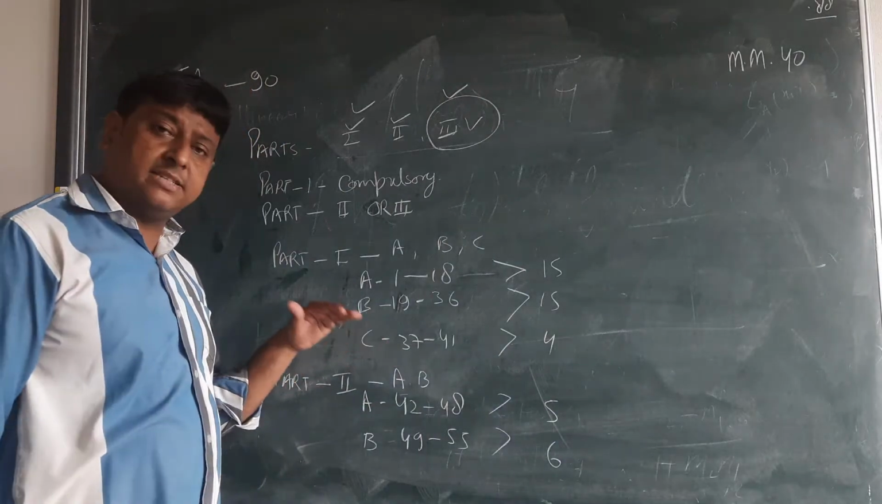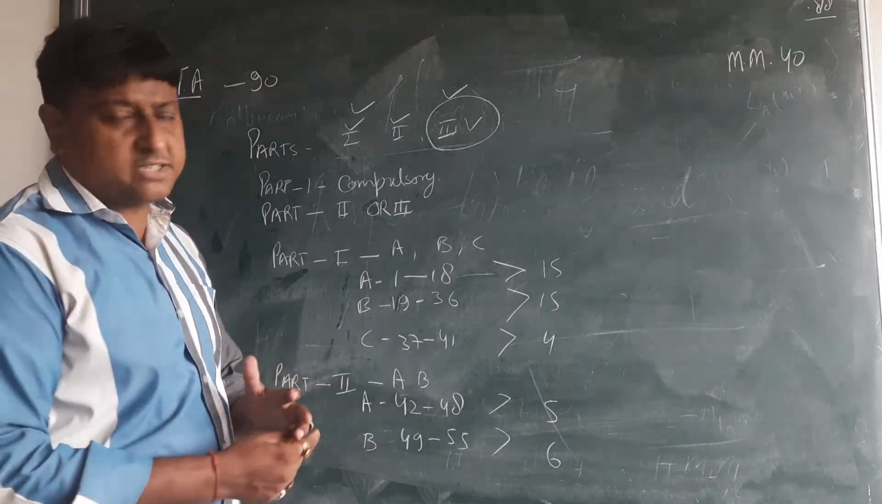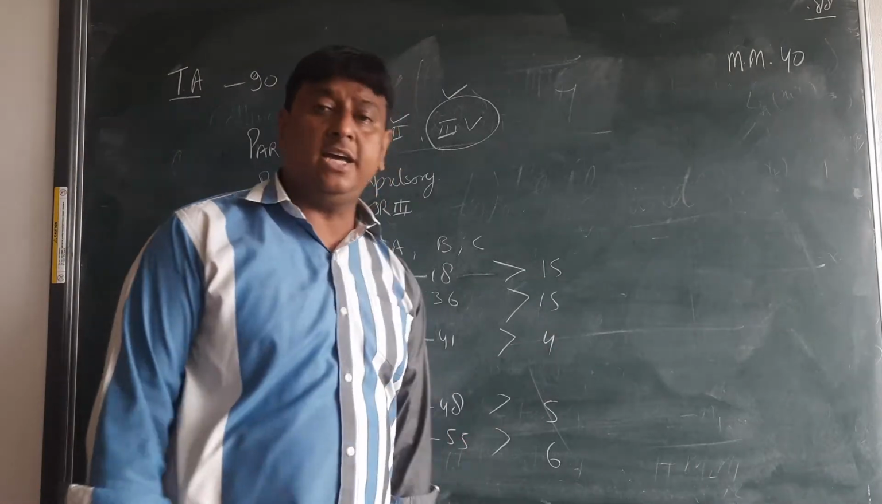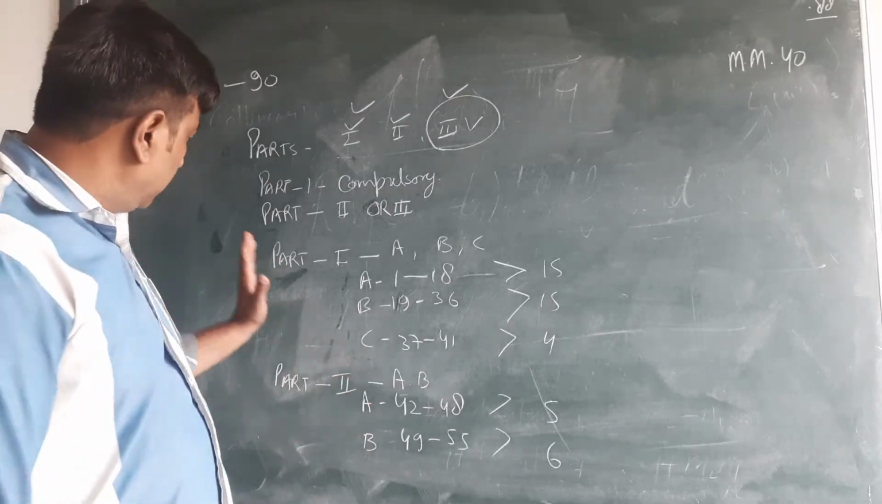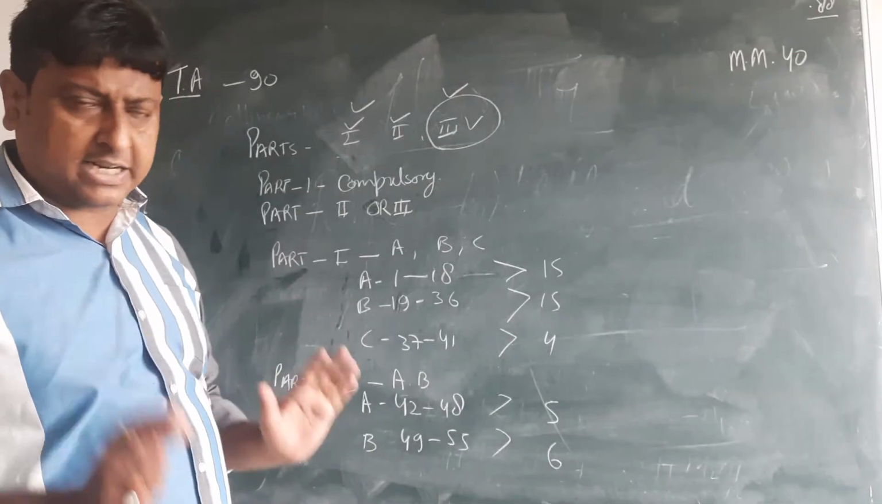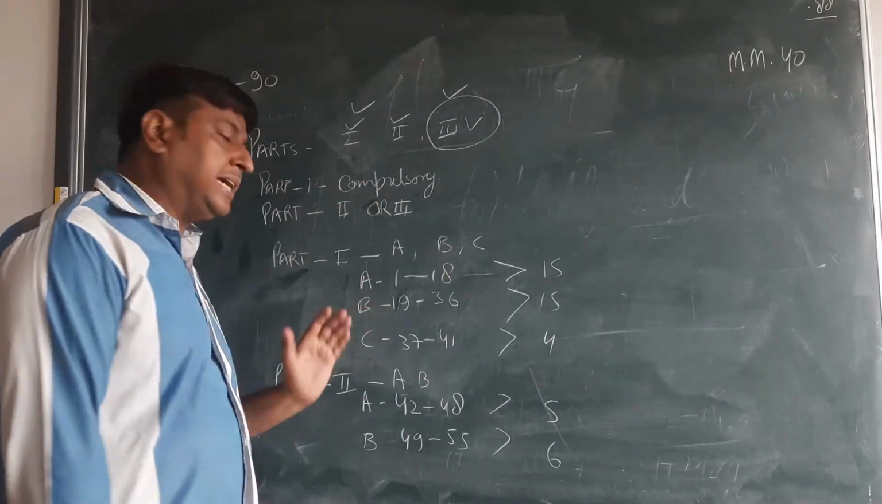Okay, Part 1, Section C, 37 to 41. There are 5 questions, and you are going to attempt only 4 questions. Is Part 1 clear? Part 1 has 3 sections: Section A, B and C.